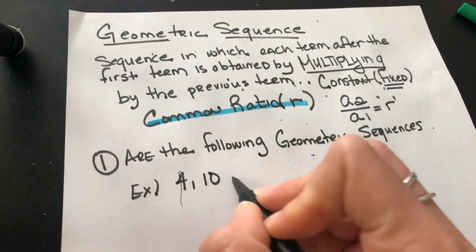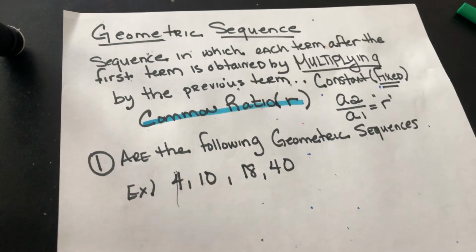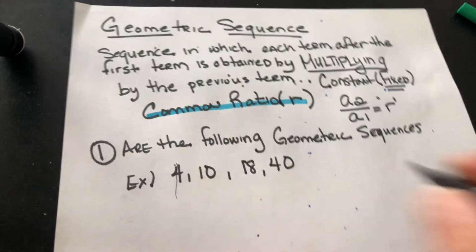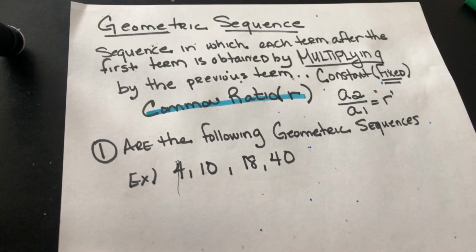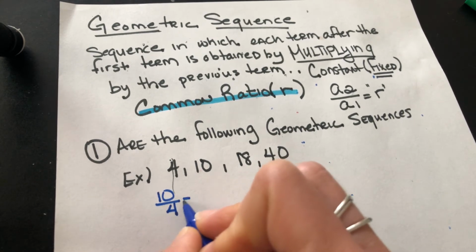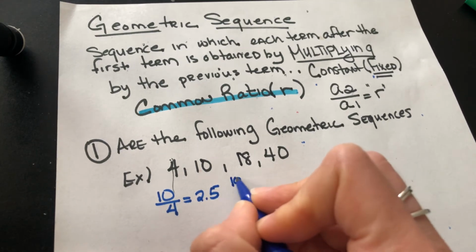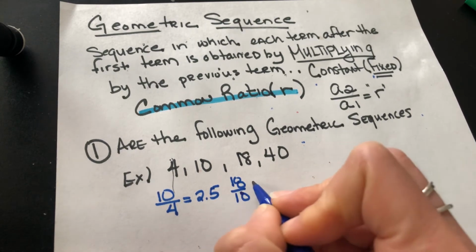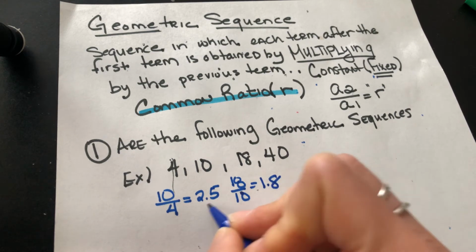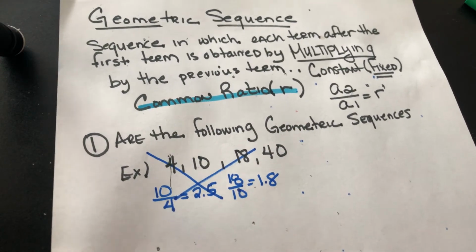4, 10, 18, 40. So what I would like you to do again is to get in the habit of taking the second term, dividing it by the term before it. If you do that, you would get 2.5. All right, let's see about the next one. If I take 18 divided by 10, I get 1.8. The common ratio is not the same. So no, this is not a geometric sequence.